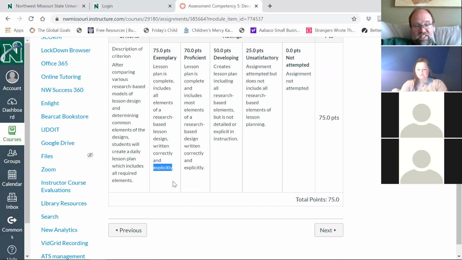That's honestly pretty subjective on my part, so I want to make sure that you and I can have conversations about it if I feel like it's not explicit. Be very transparent in how you write it. Be as clear as you possibly can. If there's something I don't understand, I'll just ask you, and then you can clarify it for me. That's the way it'll work out.